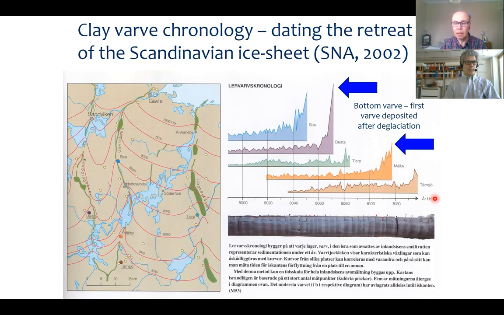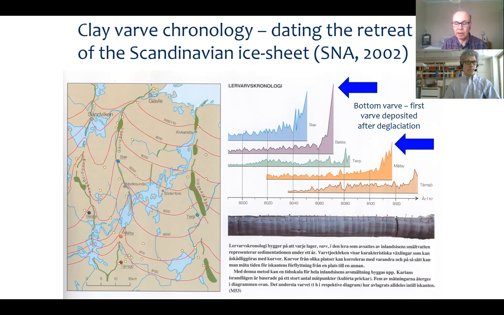which is a bit odd here, but you should maybe use before present or something like that. And it's also very important that you try to get the first varve, the bottom varve, so to say, the varve that was deposited when the ice was actually standing here in Tierp or Söderfors or something like that. And the bottom varves are usually thicker because they were deposited when the ice was very close.